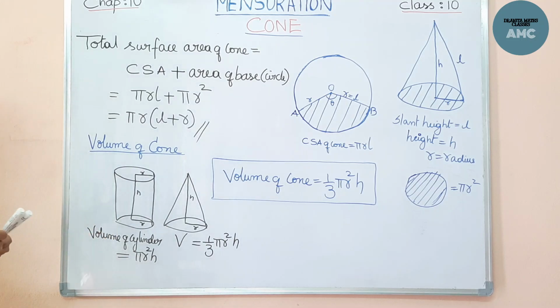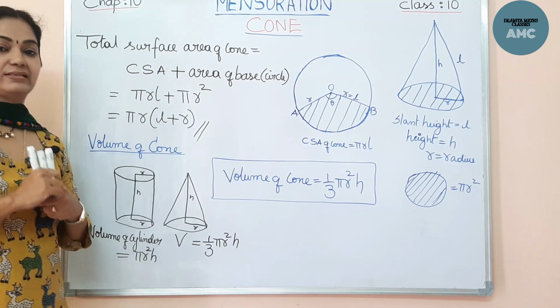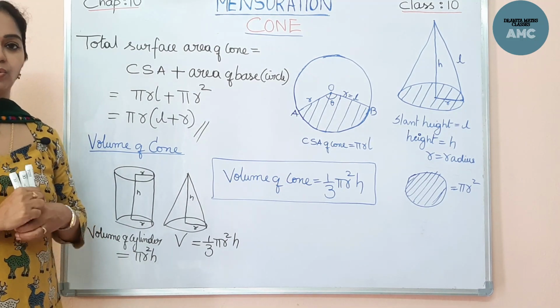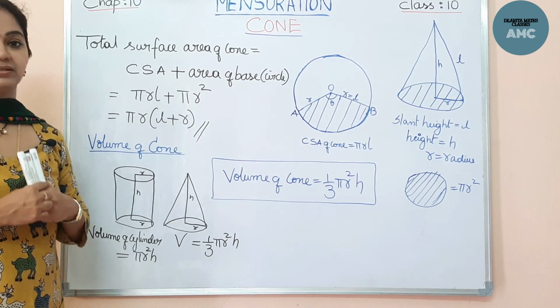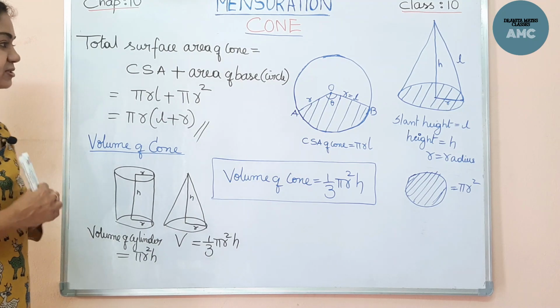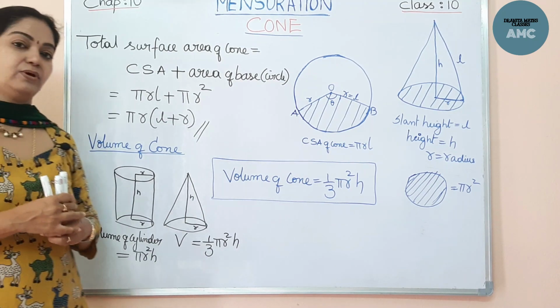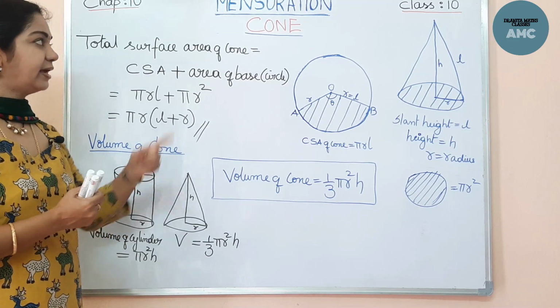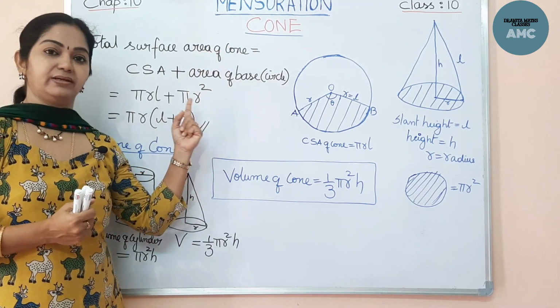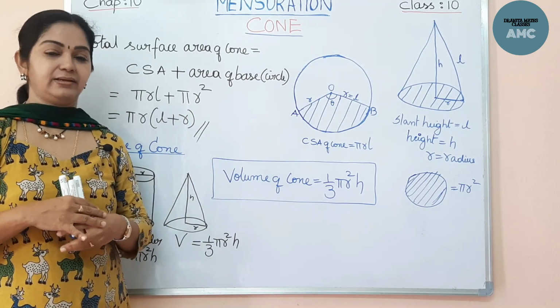So today we have known the cylinder as well as the cone, the solid objects, their surface areas, the total surface area, the curved surface area and the volumes. This concept you have learned. Now in the next session we will be doing the sums regarding exercise 10.1 on the cone and the cylinder.